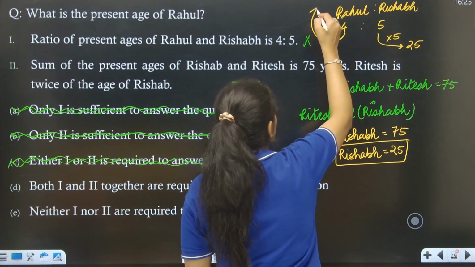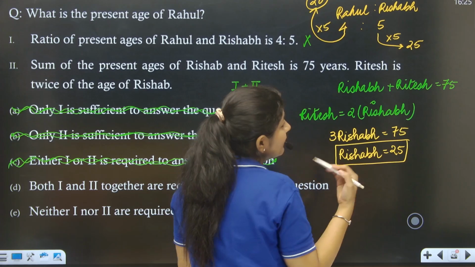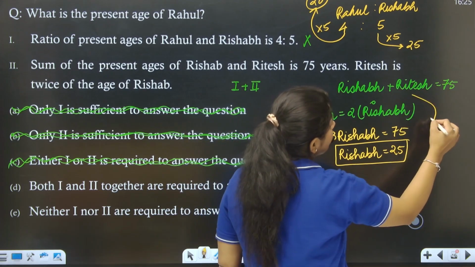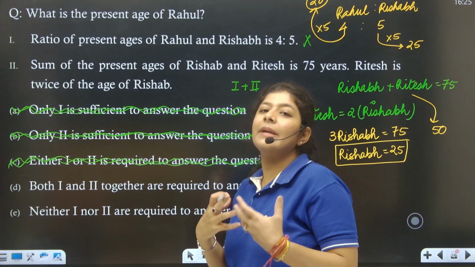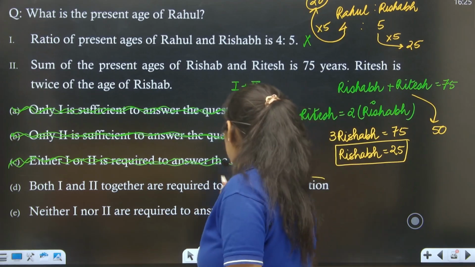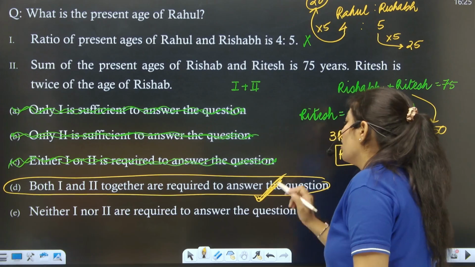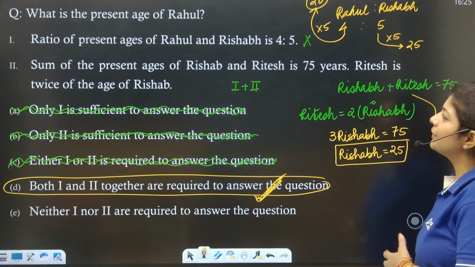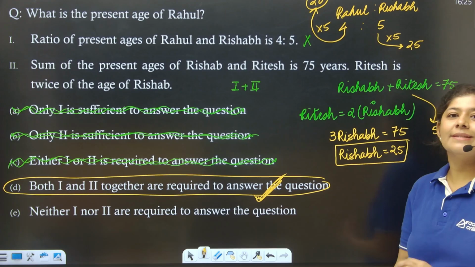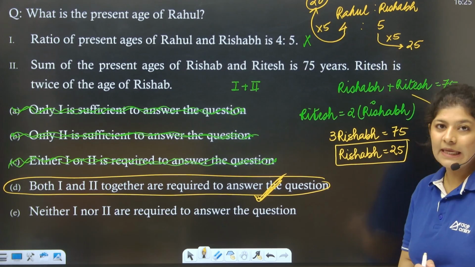So can we get the age of Rahul? Yes, we can get it, and we can also find the age of Ritesh, which is nothing but 50. So yes, after combining both of them together we can give the answer. That means option D is the correct one. Clear? All we need to do is understand the requirement of the question carefully and we can easily answer. Next.